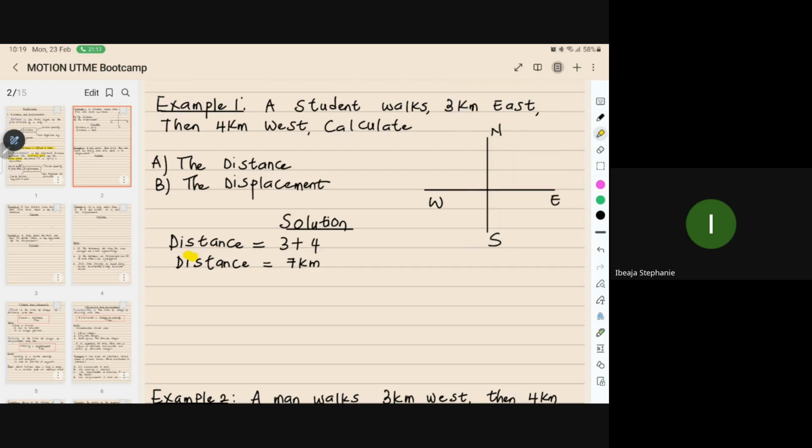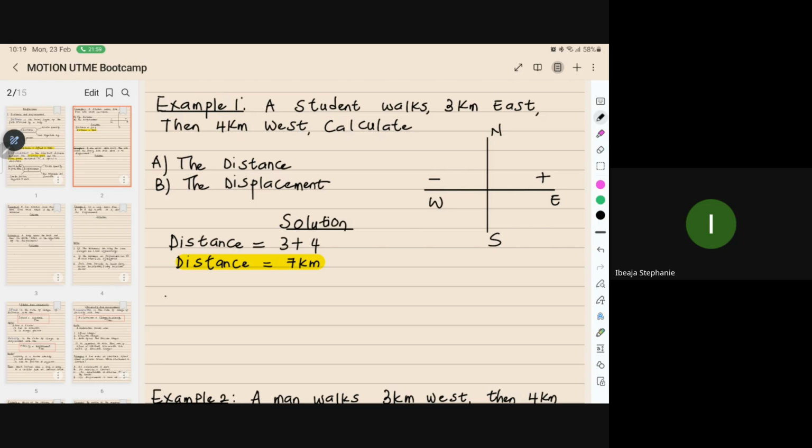But now let's look at your displacement. How do we calculate that of displacement? Now, for displacement, since you are moving along this direction, remember what I told you back then when we did vectors, that when vectors are acting in the same direction, what do we do? People that have been in class before, when vectors are acting in the same direction, what do we do? We add them together. If they are acting in opposite direction, we subtract. Now you see that he walked 3 kilometers to the east and then 4 kilometers to the west. Now, if we say that the east is positive and the west is negative, you will see that the directions are opposite.